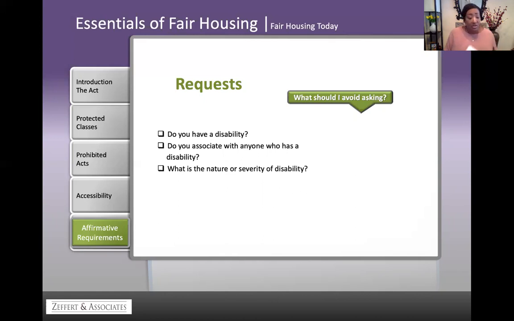But here's what I want you to look at on page number 20 about what cannot be asked, what you should avoid asking. Do you have a disability? Do you associate with anyone who has a disability? What's the nature or severity of your disability? Remember, I bottom-lined it for you: what's wrong with you? I can't see it, I can't tell what's wrong. We're not allowed to do that. You start with the basis: do they meet the Fair Housing Act definition of what is disabled? And you go from there.